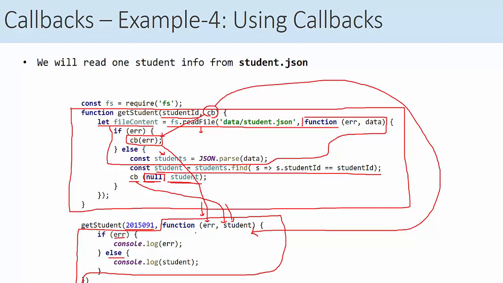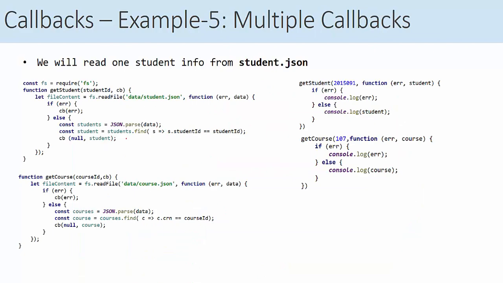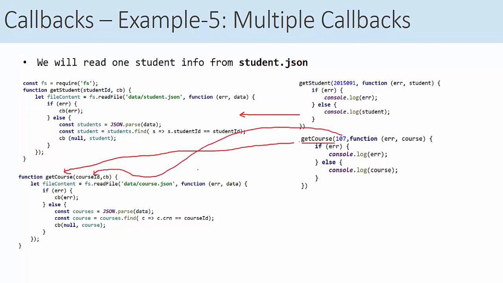Sometimes you have multiple callbacks. No difference when you have multiple callbacks. First function, this is the one we just saw. Another function to get a course, one course only. You call the getCourse function with the course ID 107 in this example and the callback function. This is the callback function. So for getCourse, the callback is this one. For getStudent, the callback is this one.